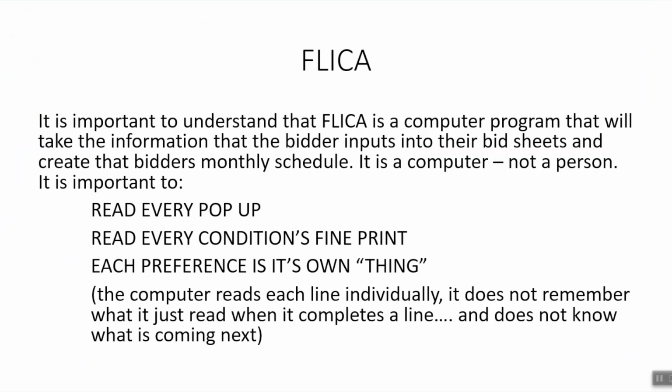Every time you bid, each action you take is in a pop-up window. The pop-up windows include the description of what this pop-up window is doing. Read and understand the entire pop-up window before you hit apply or submit to ensure that you know what it's going to be doing. Another thing to keep in mind is each preference or each line is its own thing. Once the computer reads it and goes past it, it doesn't remember what the previous line says, and it doesn't know what the next line is going to say. So it's very important that you tell the computer on every single line what you want the computer to know at that time in your bid.